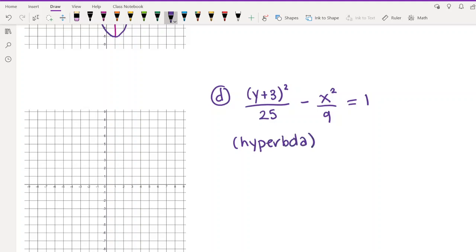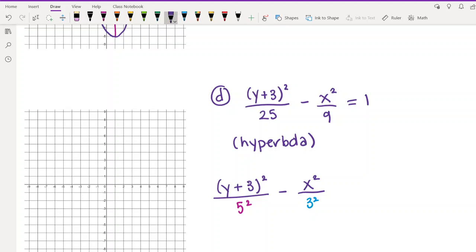Okay, so let's start by rewriting it to figure out what the stretches are, and then we can look at how it's been shifted. So we have 5 squared, so stretched by a factor of 5 vertically, and then we have 3 squared, so stretched by a factor of 3 horizontally. So actually kind of similar in shape to the previous one.